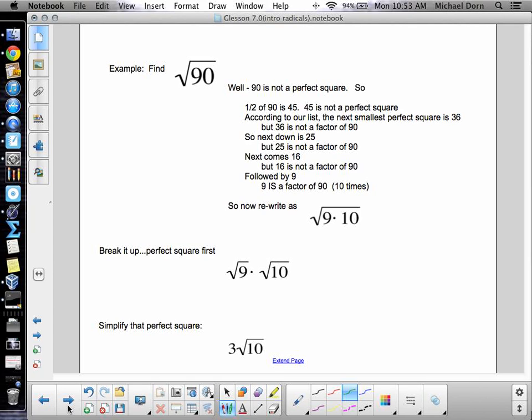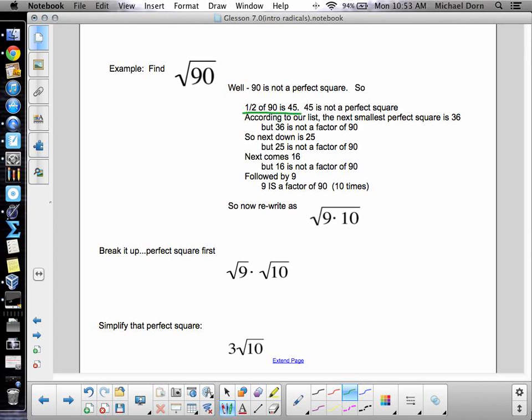Square root of 90. Step 1: 90 is not a perfect square, so I start looking for perfect squares that are factors of 90. I'm not sure if there are any perfect squares that are factors of 90 or which one they are. So I start by taking half of 90, which is 45. Why? Because that would be the easiest factoring we could have. If 45 was a perfect square, we'd be golden: the square root of 45 times the square root of 2. But 45 is not a perfect square.